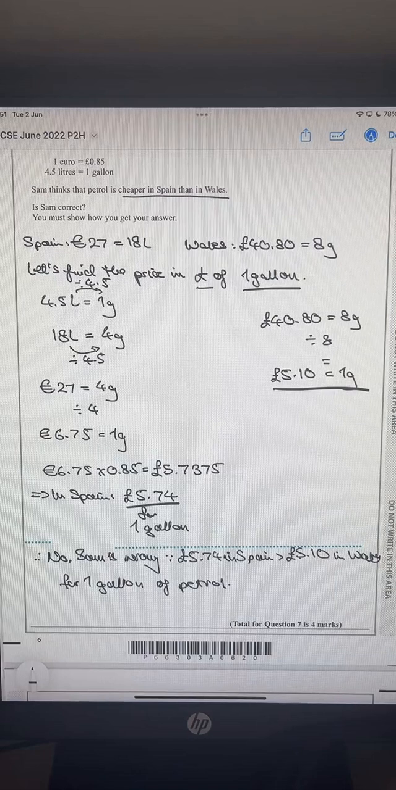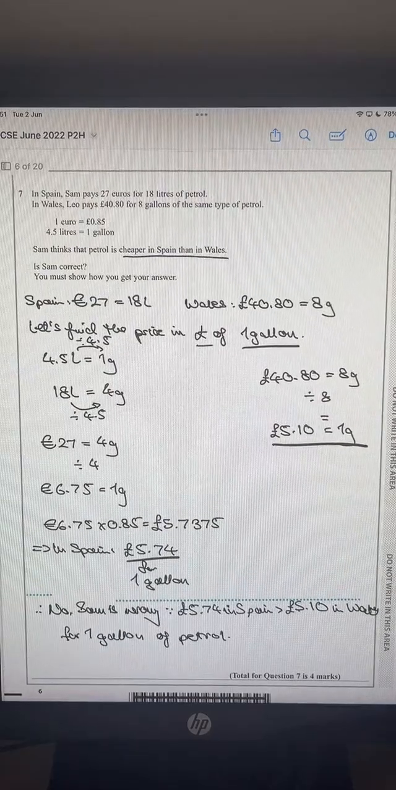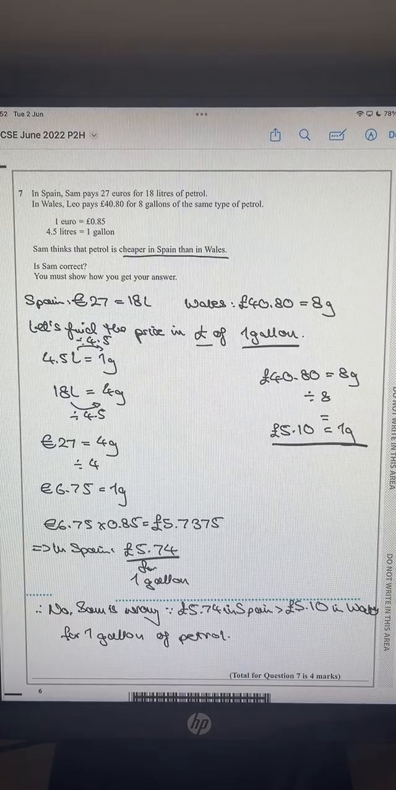You can also say other things like it costs 64p more in Spain than in Wales for 1 gallon of petrol, other ways of comparisons. So that's the full question and that's the full answer. So you can see how I've worked that through. I have my 2 separate columns side by side, laid it out quite clearly, showed my conversions and my steps. I worked it through one thing at a time.